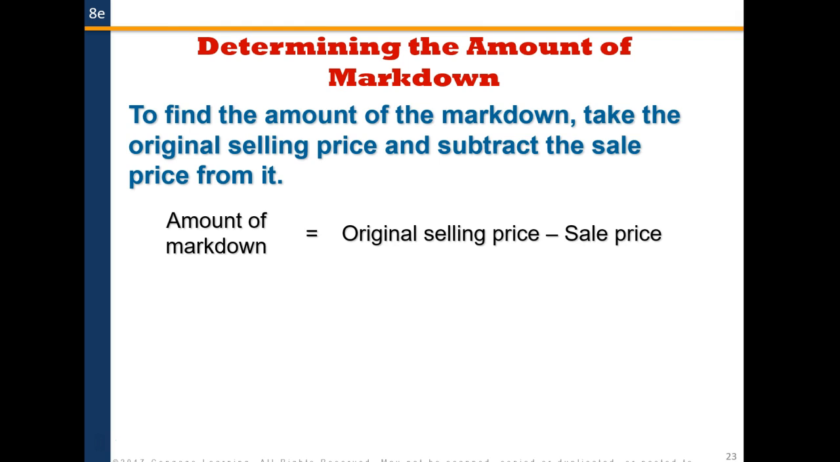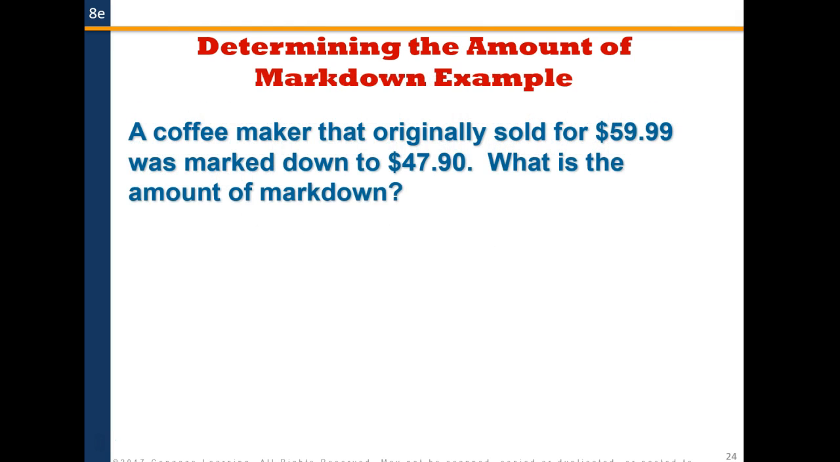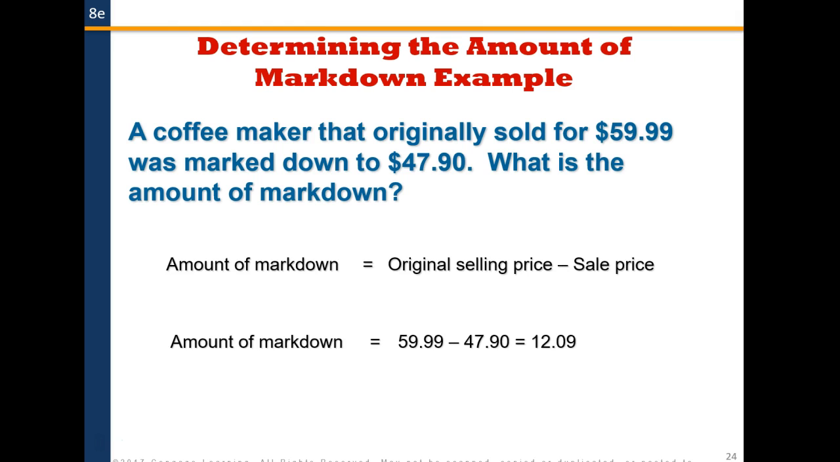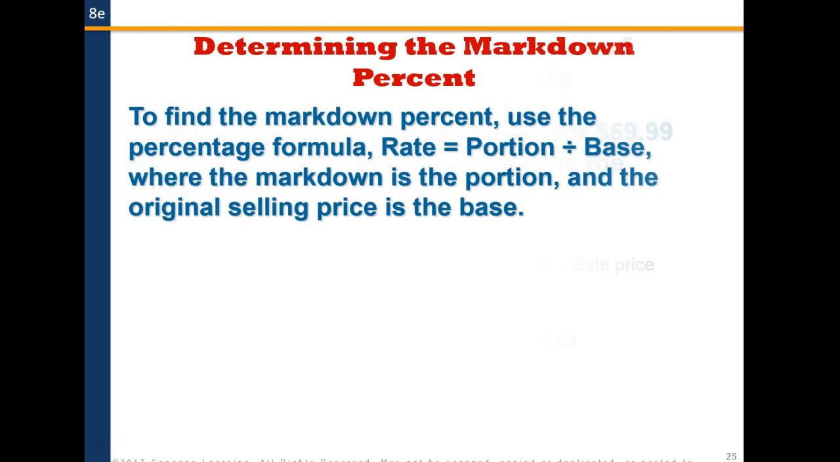So first, let's look at determining the amount of markdown. What we do here is we take the original selling price minus the sale price. It's pretty straightforward. So if a coffee maker originally sold for $59.99 and was marked down to $47.90, what's the amount of the markdown? We subtract the two. The amount of markdown was $12.09.